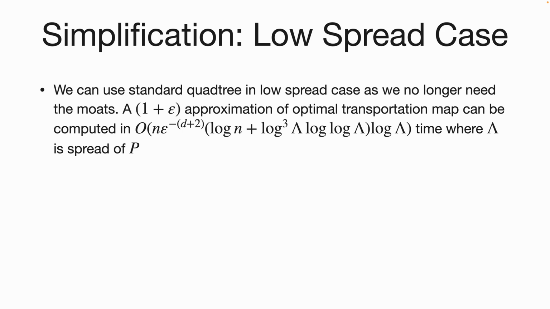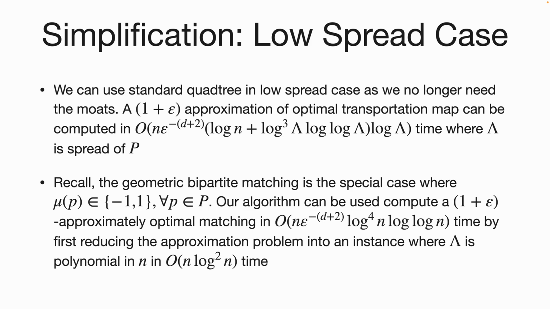Okay, we show there is a simplification of our algorithm for the low spread case. Recall that in the low spread case, we do not need moats, and we can just use the standard quadtree given the bounded height of the quadtree, which implies a simpler and faster version of our algorithm. Because approximating the optimal bipartite matching can be reduced in n log squared n time to an instance where the spread is polynomial in n. Therefore, this simplified version of our algorithm can then be used to approximate the geometric bipartite matching problem in near linear time. Note, this also relies on the fact that our recovery method will produce the integer flow assignment if all supply values are integers.